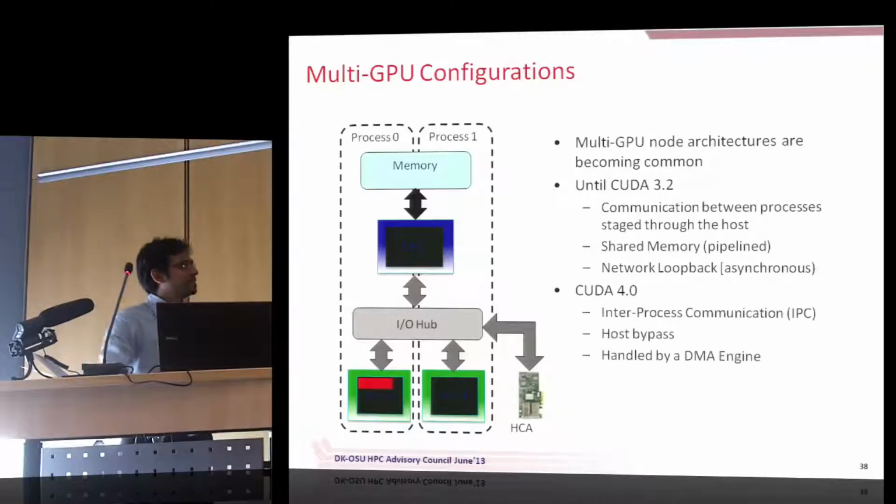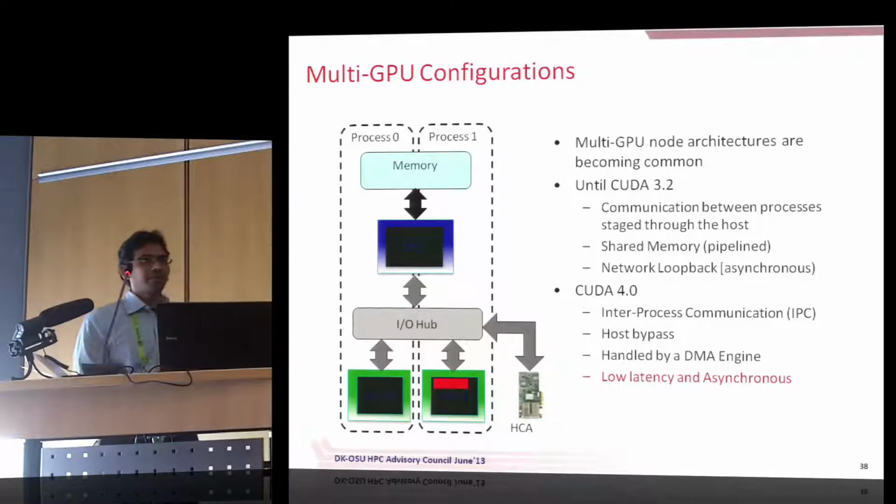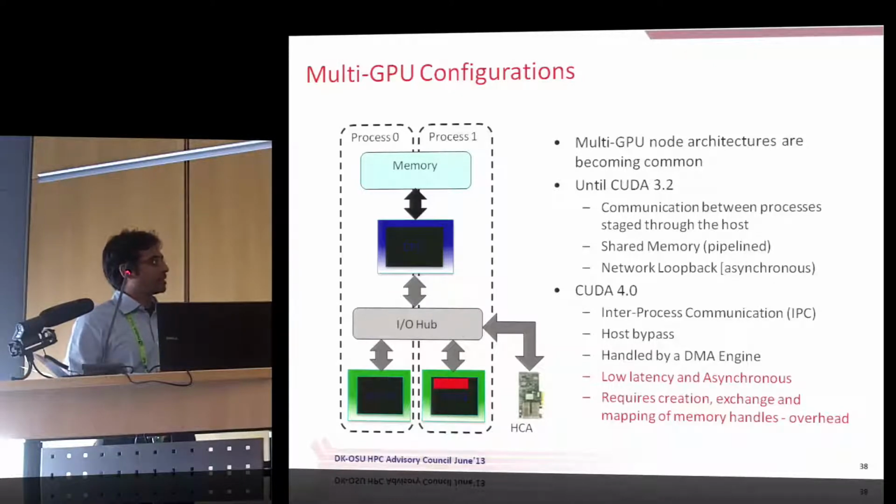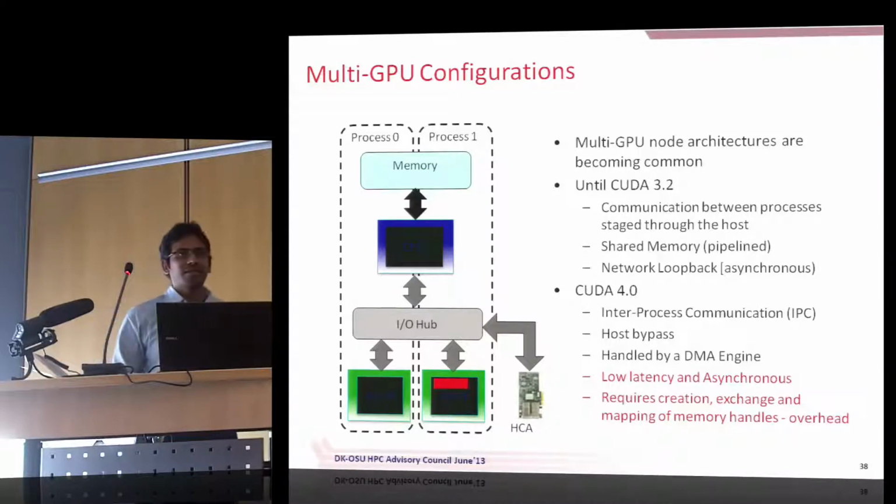Now, as the next step in the CUDA GPUDirect technology, what NVIDIA has provided is inter-process communication, using which the data can be directly transferred between the two GPUs that are used by the two processes. So this enables a low latency path. At the same time, being a single transfer, it enables better asynchronous progress of communication. However, this IPC transfer requires creation and exchange of something called IPC handles.